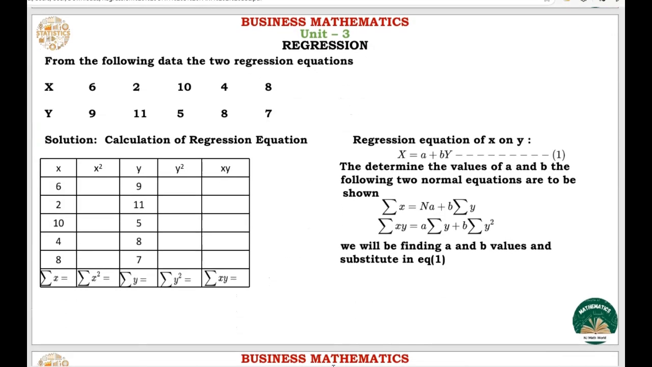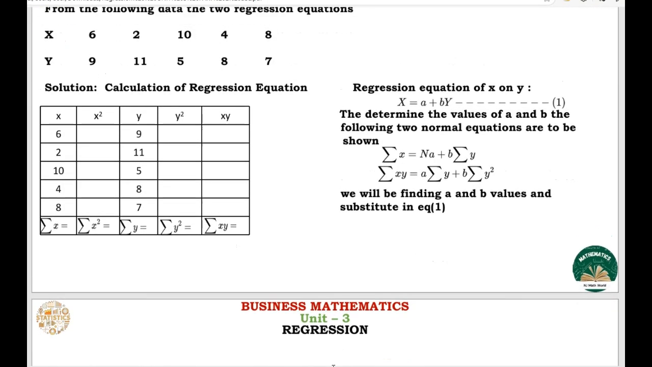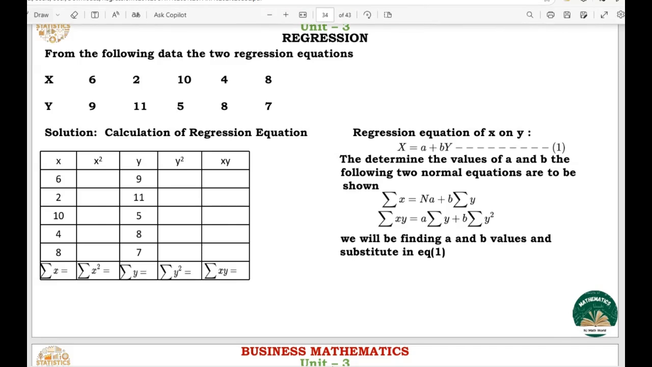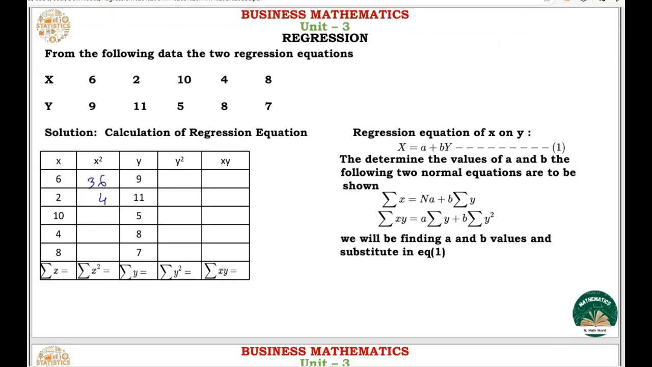Then you have, from the following data, the two regression equations. x is 6, 2, 10, 4, 8 and y is 9, 11, 5, 8. So what we have to do is find the regression equation. By using this method also we can solve. So here we get x square as 36, 4, 100, 16 and 64. So when you add this, it is 30.